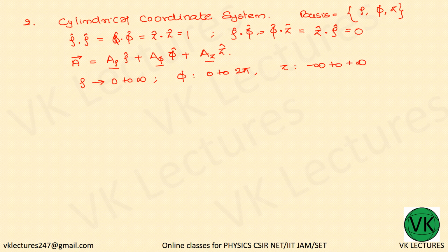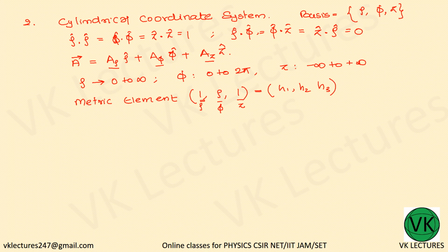Okay, so the metric element we are denoting by h1, h2, h3. And for the cylindrical coordinate system it is equal to 1, rho and 1. That is, the metric element corresponding to rho is 1, the metric element corresponding to phi is rho, and the metric element corresponding to z is 1.